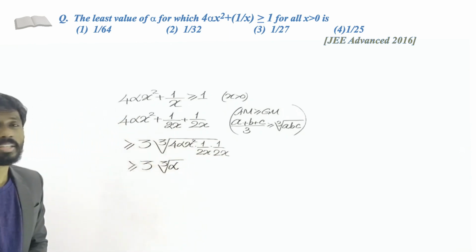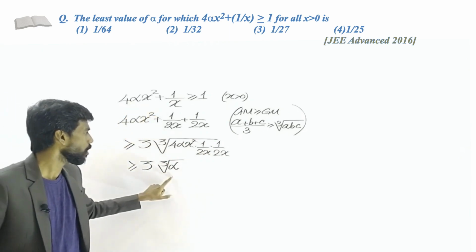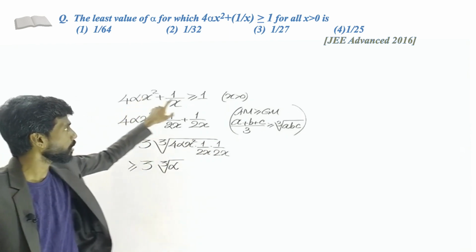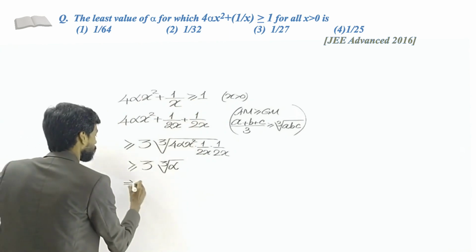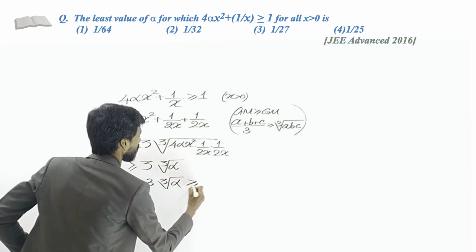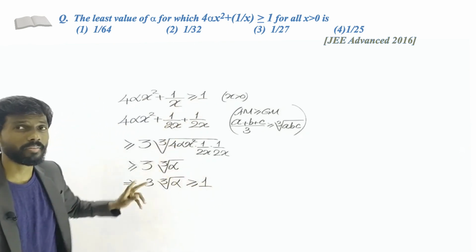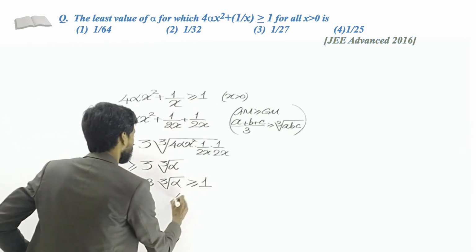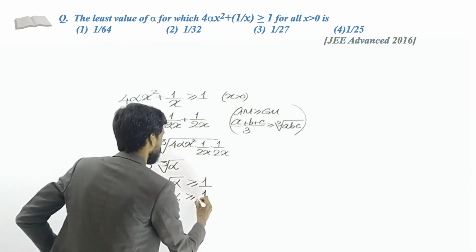So this is the inequality we have got. The given expression is always greater than or equal to 3 multiplied by cube root of alpha. But it is already given that this value is greater than or equal to 1. So that implies 3 multiplied by cube root of alpha must be greater than or equal to 1, right? Only then this inequality will be satisfied for all values of x. So let us simplify this. Cubing this, we get alpha greater than or equal to cube of this, so 1 divided by 27.